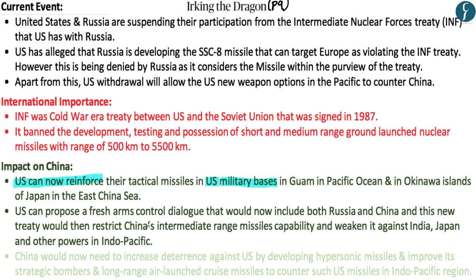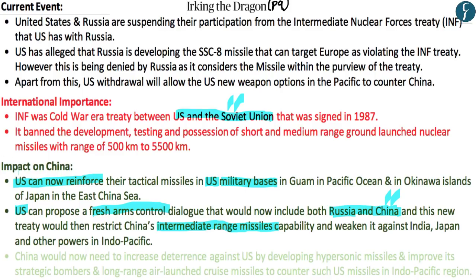The second point highlighted in the article is that the United States can now propose a fresh arms control treaty, which would include both Russia and China, whereby during the Cold War, it was the Soviet Union which was the biggest opponent of the United States. And now that China is the biggest opponent of the United States, it can now ask both Russia and China to sign a treaty which bans development, testing, possession of intermediate range missiles.